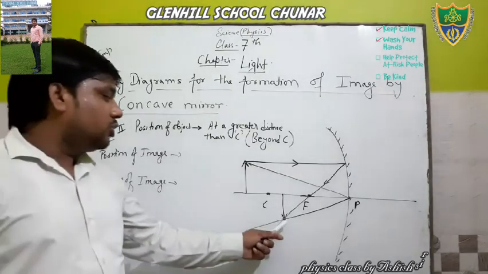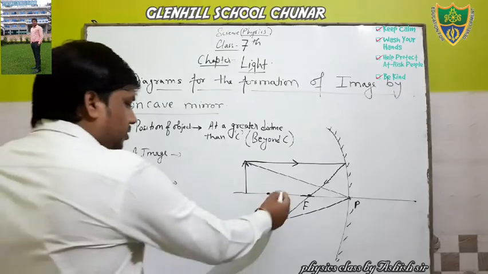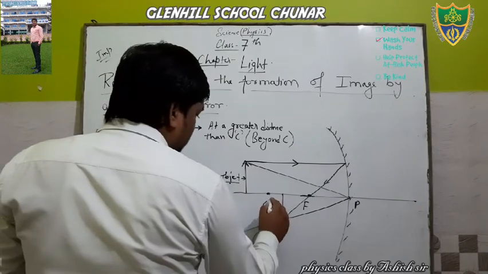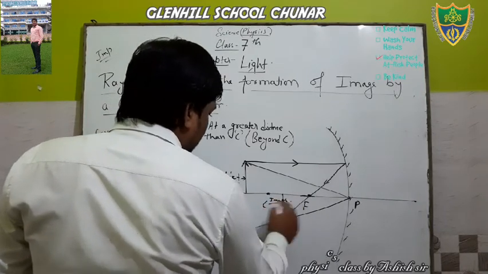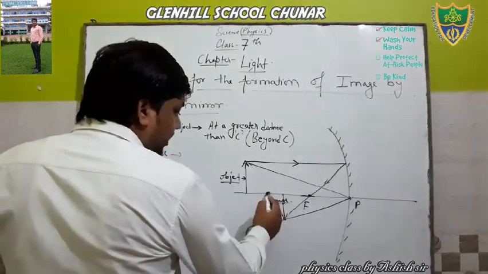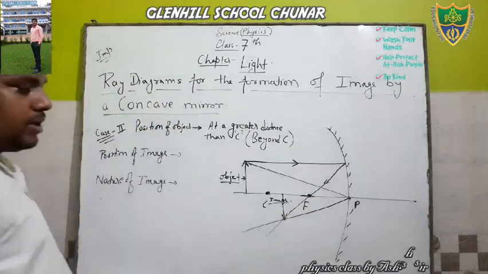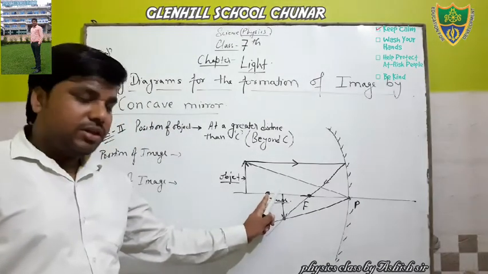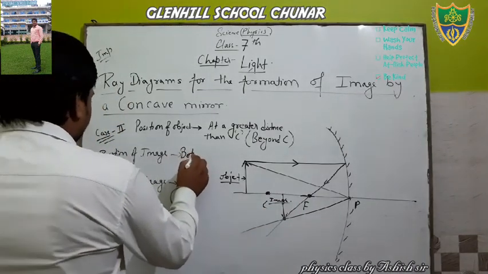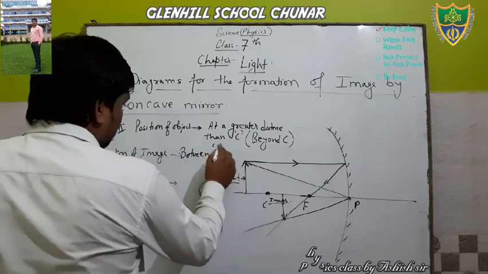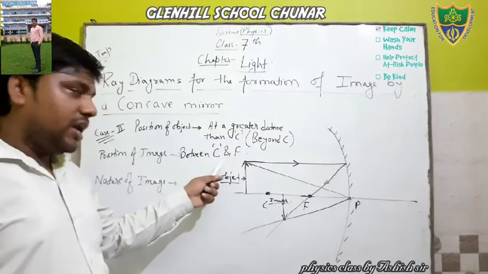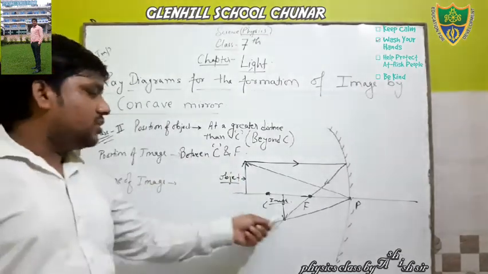Now, what is the position of image? This is your object, and this is your image. Okay. What is the position of image? Between center of curvature and focus. Write down here: between C and F, means between center of curvature and focus. This is the position of image.